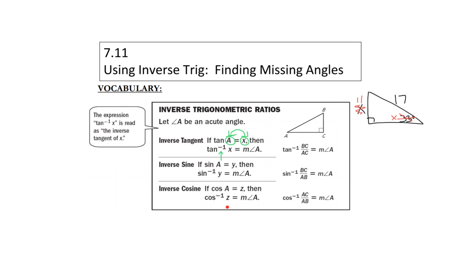Same thing happens with sine and cosine. We're going to take the a and move it over here, the y over here, and use inverse. Bring the a over here, the z over here, and use the inverse. So that little -1 is telling us that we're using inverse tangent or sine or cosine. Again, it'll make more sense as we move along.